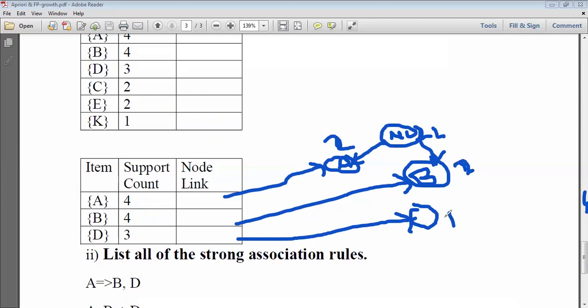Next transaction you have to consider D. 2 is there and the next transaction 3, and its support count in total for ABD you can get is 3. This is the way you can draw the FP tree using the FP growth algorithm. So this is regarding the FP growth algorithm.